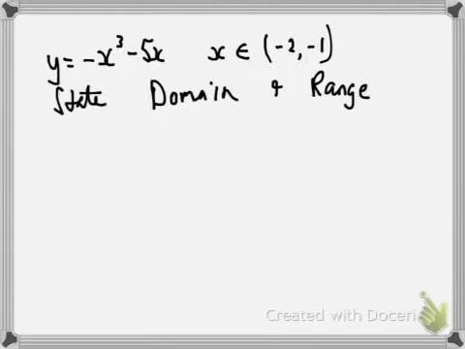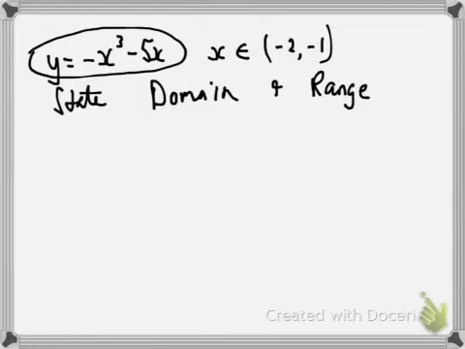Okay, slightly harder one now to look at, and we've actually restricted where we're going to draw this graph. We're going to draw the graph of y equals negative x cubed minus 5x between the x values of negative 2 and negative 1. So we only have to draw a short segment of this graph. We also have to state its domain and its range. Okay, and we need to keep revising those two terms.